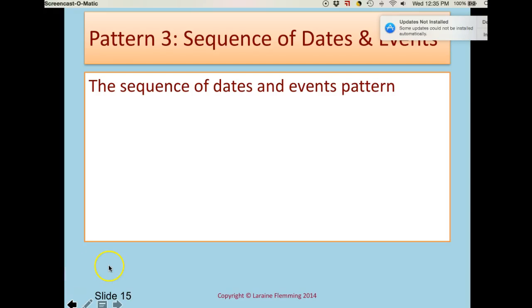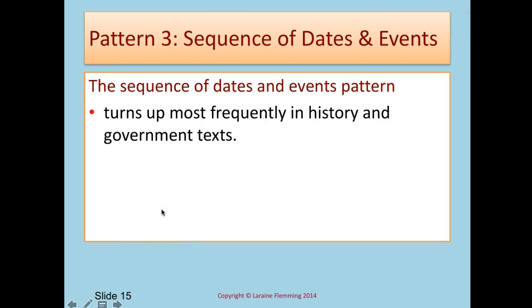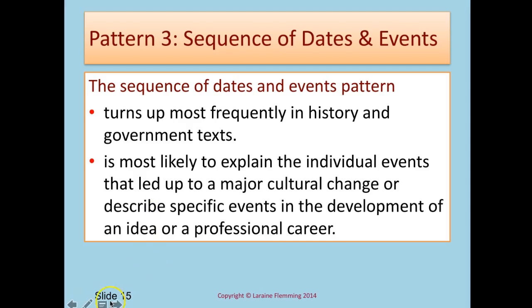The third pattern of organization is sequence of dates and events. In this particular pattern, we'll find that it shows up quite often in history and governmental text, where the historical progress is noted. It often will explain individual events that led up to some major event, such as a cultural change or the development of an idea or a professional career.